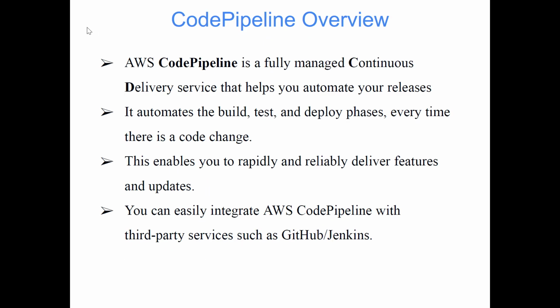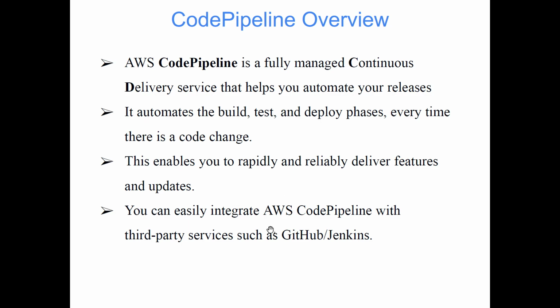So let's talk about what the CodePipeline service is all about. AWS CodePipeline is a fully managed continuous delivery service. Out of CI/CD, this is CD, which helps you automate your releases. It automates the build, test, and deploy phases every time there is a code change. This enables you to rapidly and reliably deliver features and updates. Any small change, any small bug fix, any enhancement, you can do quickly.